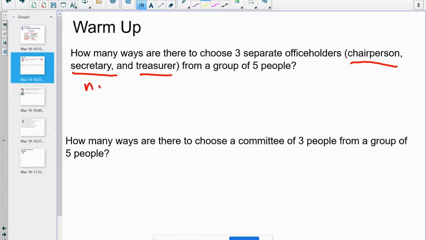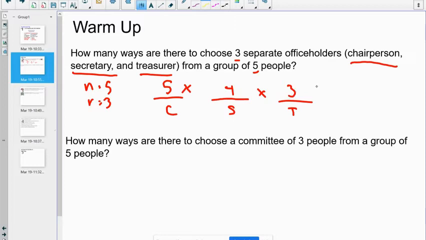We know our N is 5, and our R is 3 because we're dealing with 5 people and we're picking 3 of them. So I'm going to draw out our 3 slots here: chairperson, secretary, and treasurer. We have 5 different ways to pick that chairperson. Now, if we already picked the chairperson, we have 1 less person, so we have 4, and that's going to continue on for a treasurer. 5 times 4 is 20, 20 times 3 is 60. So we know there are 60 different ways.